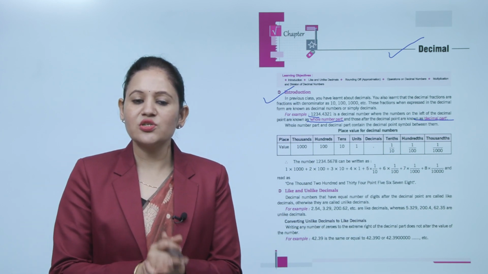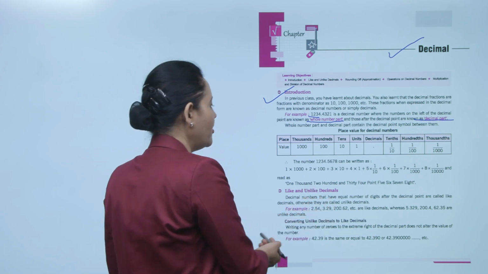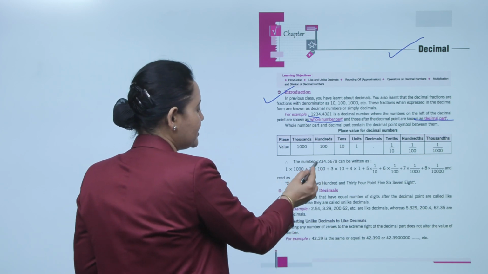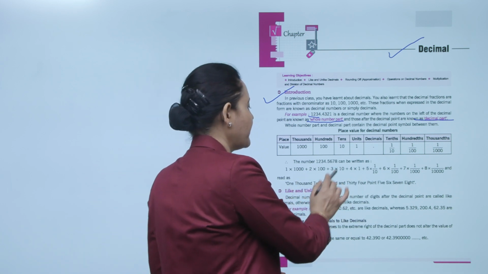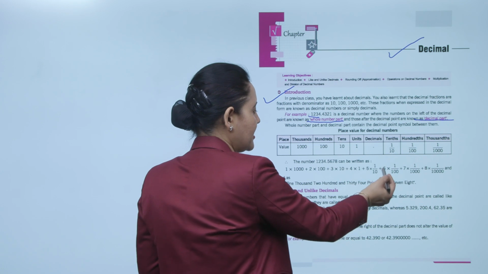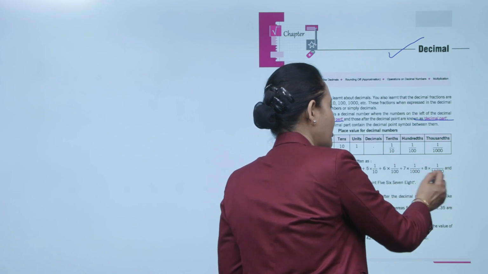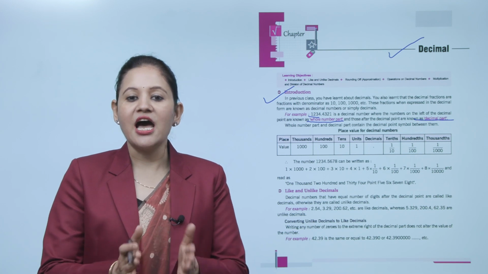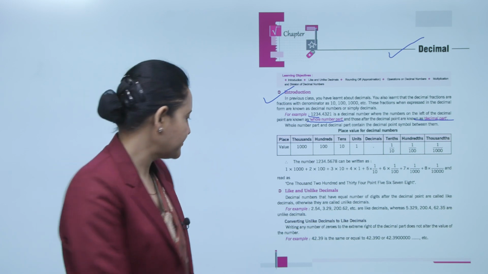The number 1234.5678 can be written as, first the whole number part, so that is equal to 1 into 1000 plus 2 into 100, means 200, plus 3 into 10 plus 4 into 1 plus, now the decimal part, first digit after decimal, that is 5 into 1 by 10, then 6 into 1 upon 100, 7 into 1 upon 1000 plus 8 into 1 upon 10,000, and read as 1234.5678. Next is like and unlike decimals.